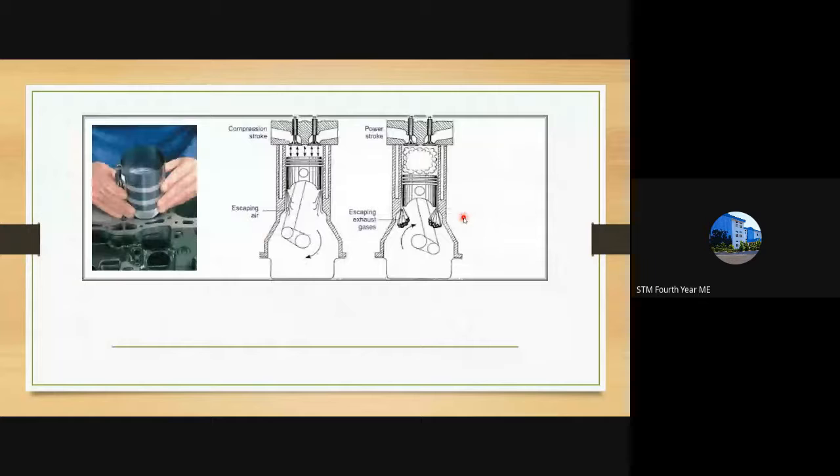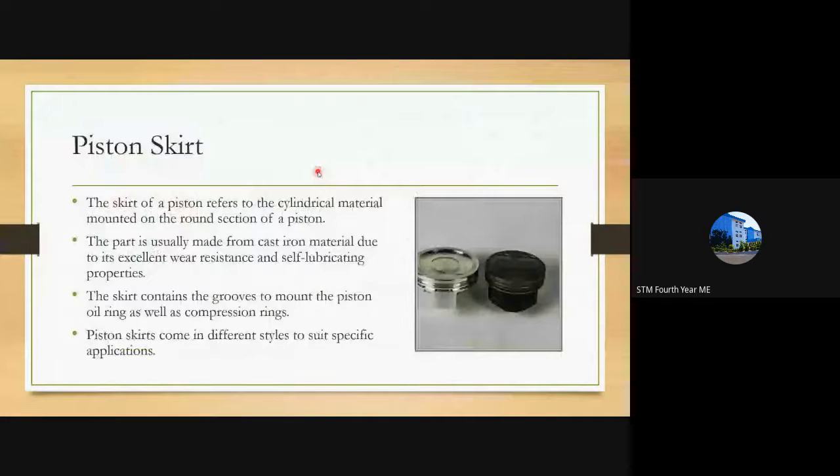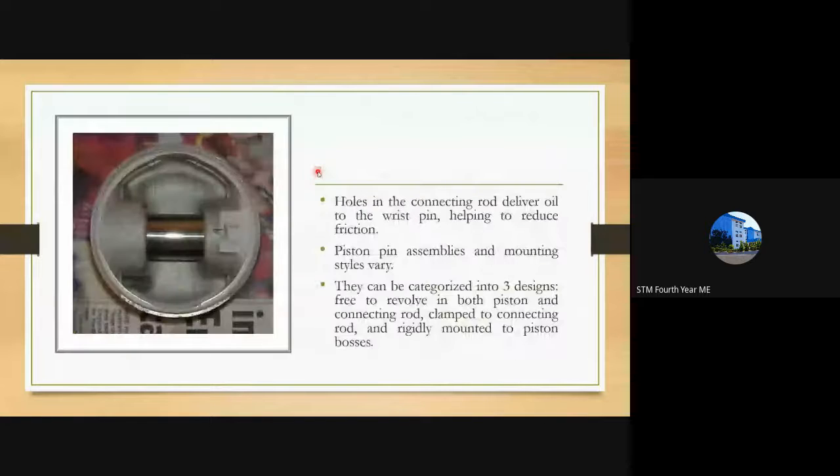So this is the small end and this is the big end. Now, when we study the connecting rod, I will explain it to you. The small end is connected to the piston pin or the piston. Inside the small end there are also holes. These holes deliver oil to the piston ring, thereby reducing friction.